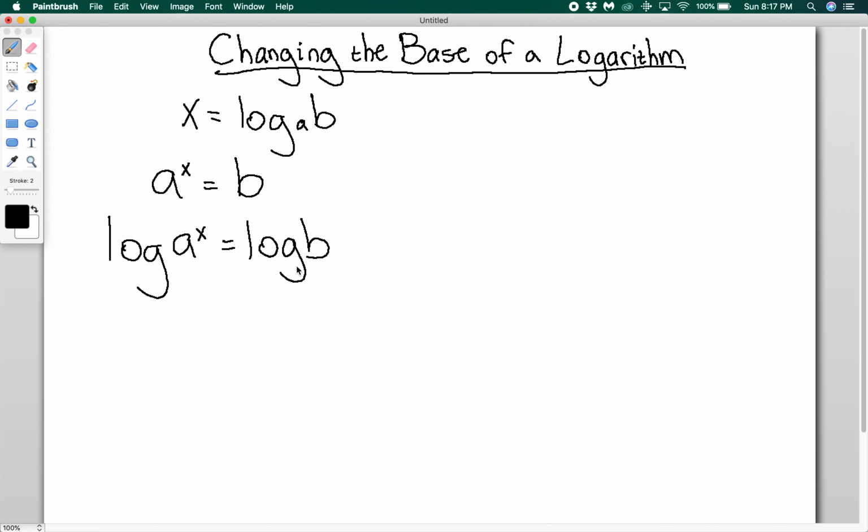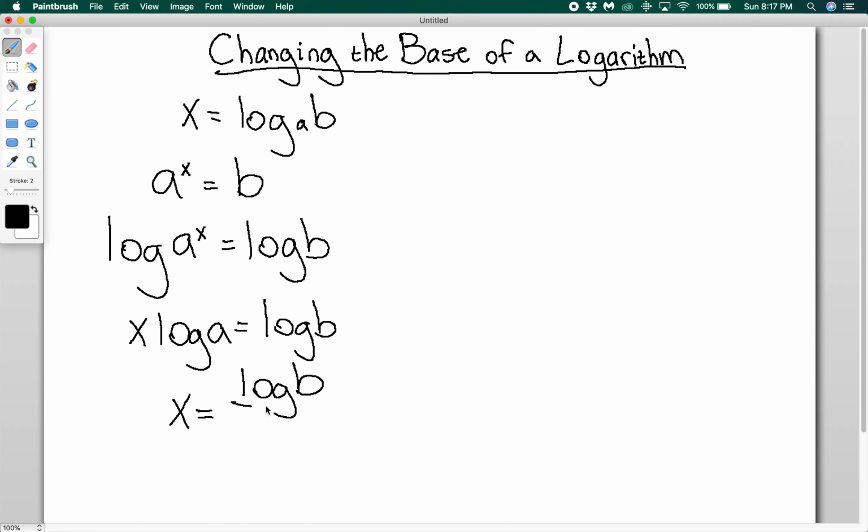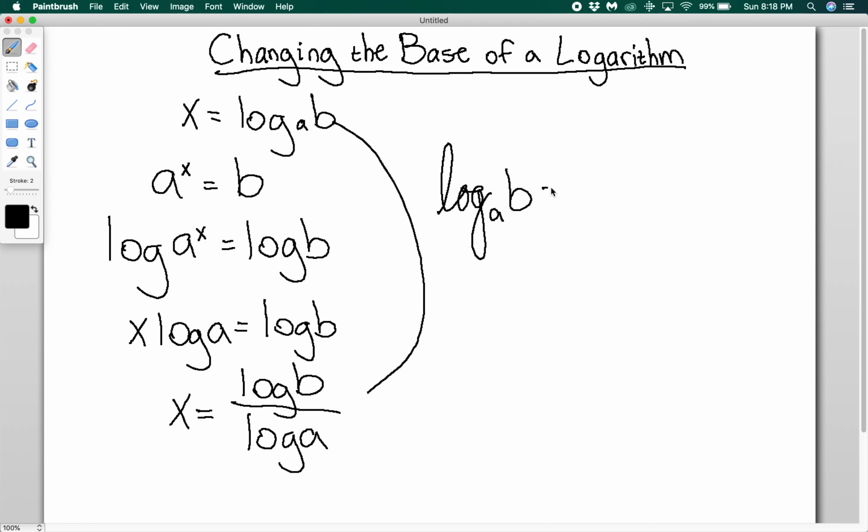Then I can use the exponent property, where if I have a power in my argument, I can just bring it out front. So I'm going to bring the x to the front of the log. I'm going to have x times log of a equals log of b. You can kind of see where we're going with this. If I divide both sides by log a, I now have that x equals log of b over log of a. So now I can go back to the beginning and say, if I connect these two things, log base a of b is equal to log of b over log of a.